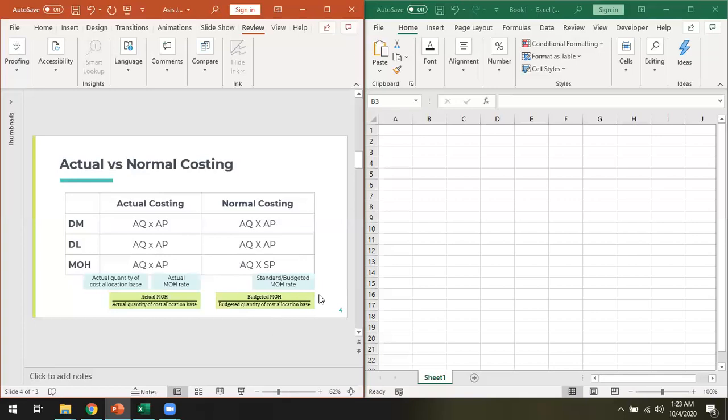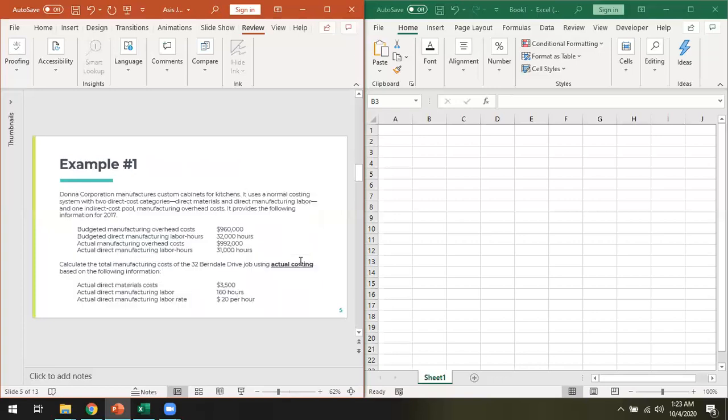So you already understand the difference between actual costing and normal costing. To get a better understanding of how these things work, let's just jump into an example. Example 1.